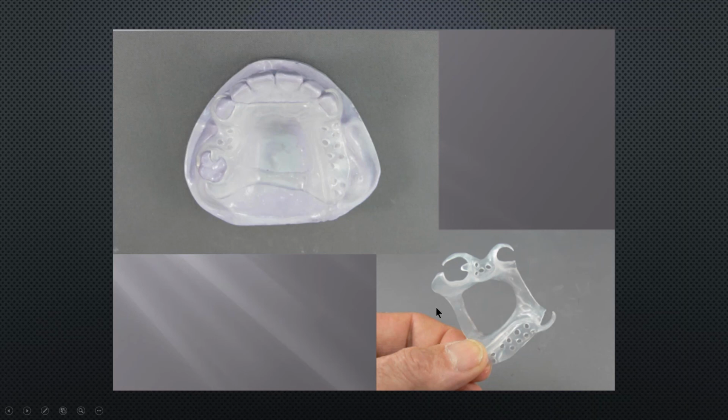And again, you can see the haze, right? So it has that haze to it. Once it goes down on a model, if it's a blue model, it basically turns blue. It really absorbs that color and becomes whatever it sits on.